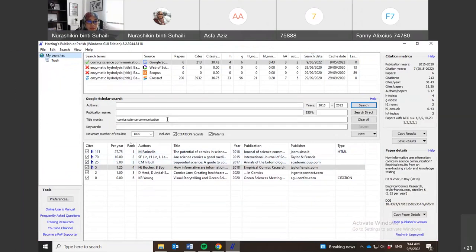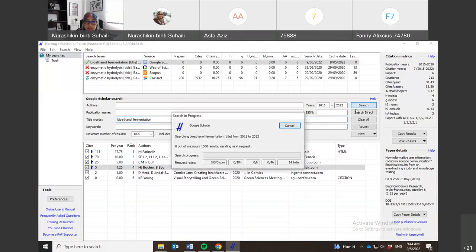So let's say here, I put the keywords. You have to type the keywords. For example, I put bioethanol fermentation. And then I can select the years, from let's say 2015 to 2022 only. So let's say I search. It will take some time to complete the search. So you can see that, see? This is the number of results or articles.